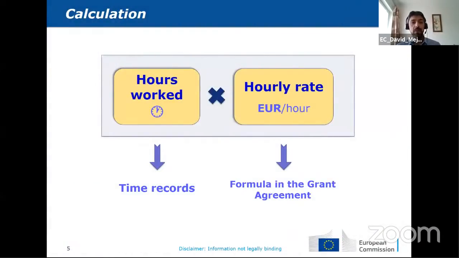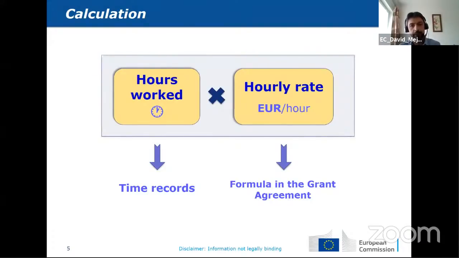So in a nutshell, how does the calculation work in Horizon 2020? Well, the essential is very simple. You multiply the number of hours worked by each person in the action, supported by time records. I will insist several times on that: in Horizon 2020, you need time records. This amount of hours you multiply by an hourly rate, and the hourly rate is defined by a formula that comes in the grant agreement.